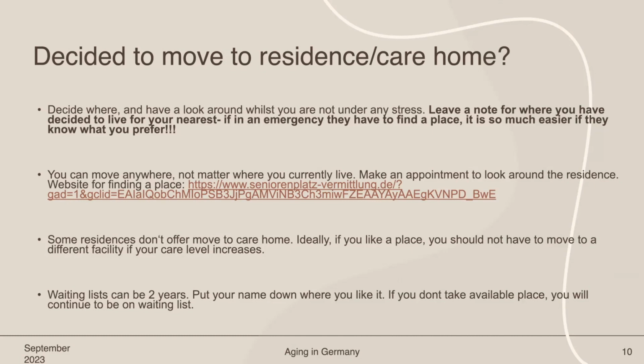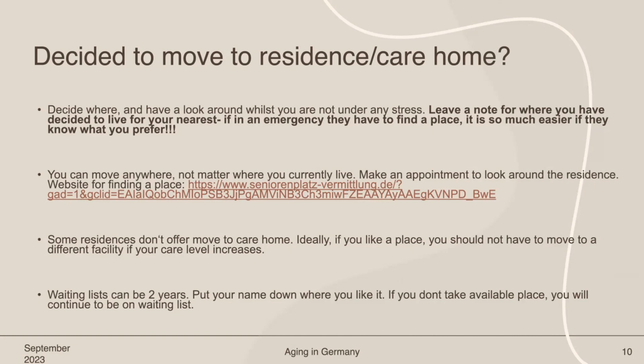You can move anywhere. So if you're currently living in, I don't know, in a village outside in Bavaria somewhere, but you want to move to a care home in Munich, you can do that. No problem. You can go to Hamburg if you wish.